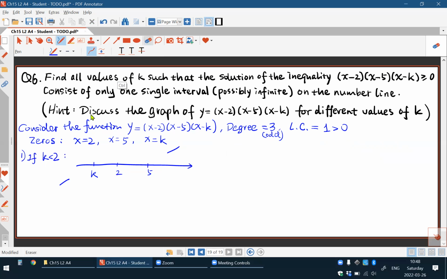Okay, that means the function will go all the way from negative infinity to the first zero. Then because at each of the zeros, the order is 1, right? So it will change sign at each of the zeros. So change sign at the first zero, change sign at the second zero, change sign at the third zero. So basically, this is a sketch of the function if k is less than 2.